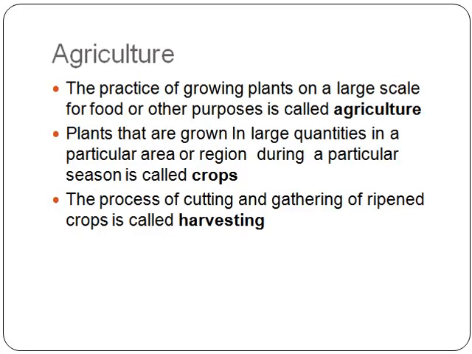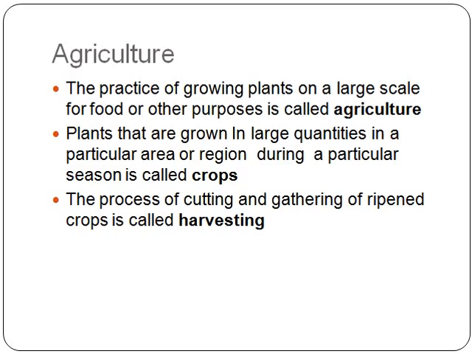Agriculture. The practice of growing plants on a large scale for food or other purposes is called agriculture. Plants that are grown in large quantities in a particular area or region during a particular season are called crops. And the process of cutting and gathering of ripened crop is called harvesting.